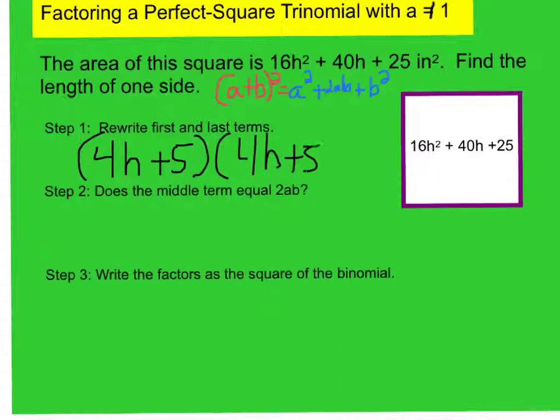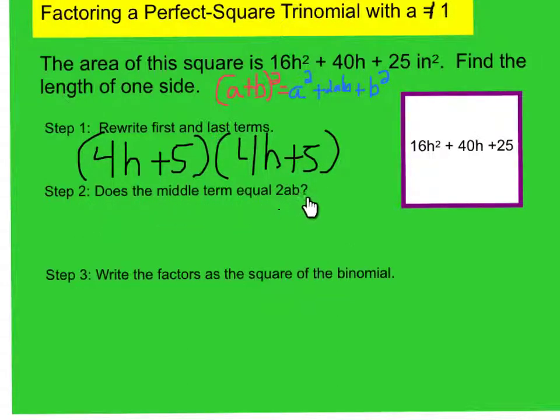And now, remember, I can check this. Well, one way I can say, all right, a squared. So 4h times 4h, that's 16h squared. And b squared, I always check the ends first. B squared, 5 multiplied to 5, that's 25.